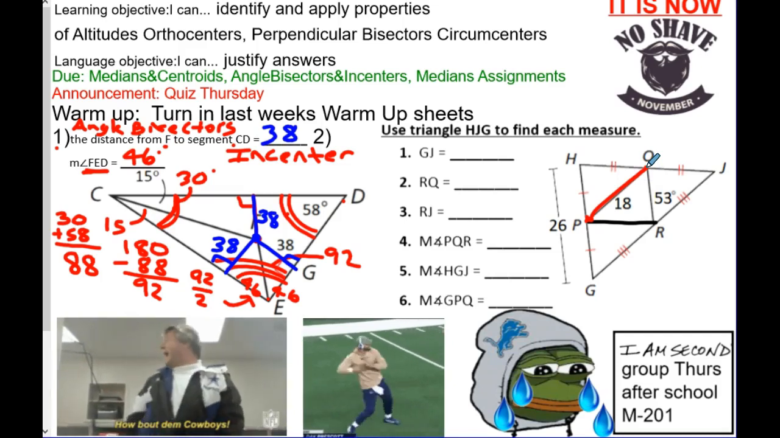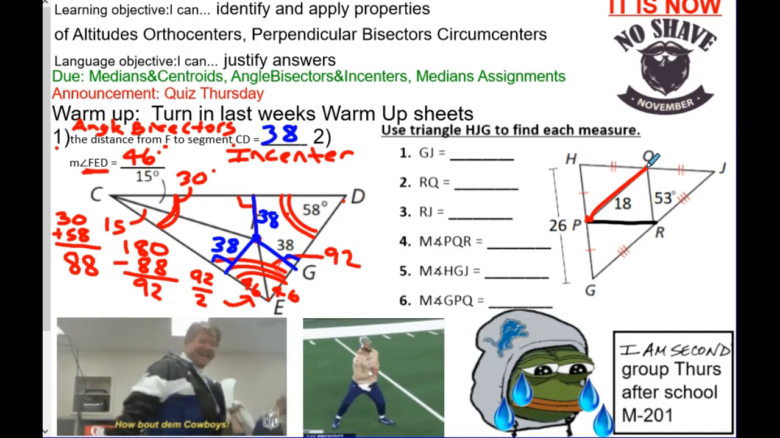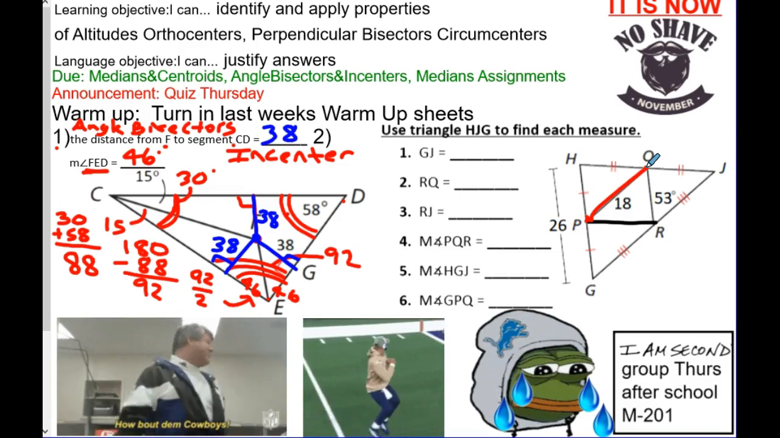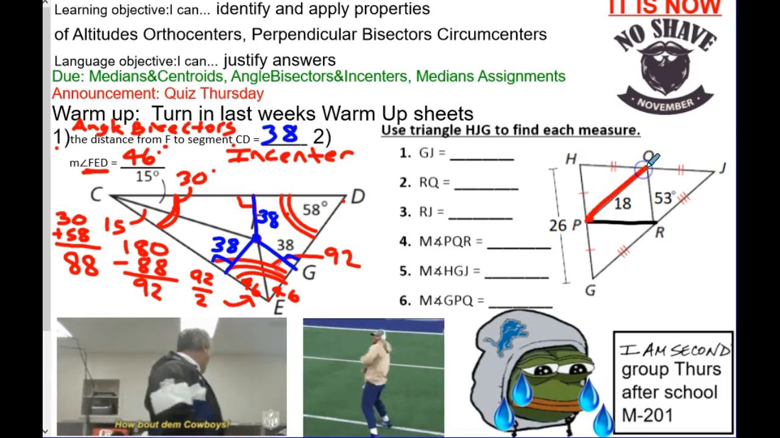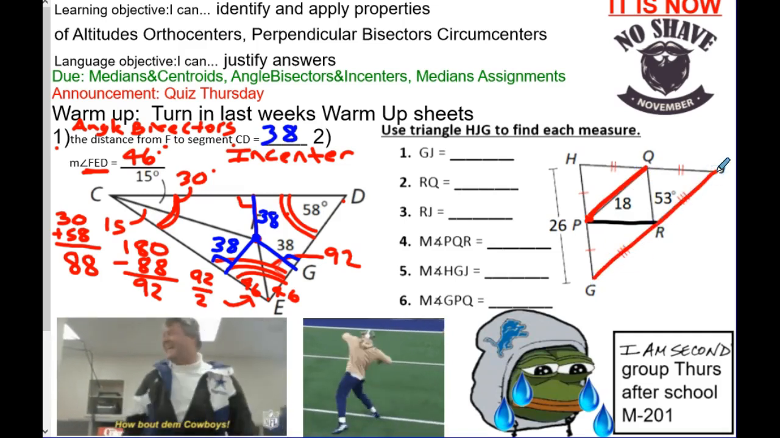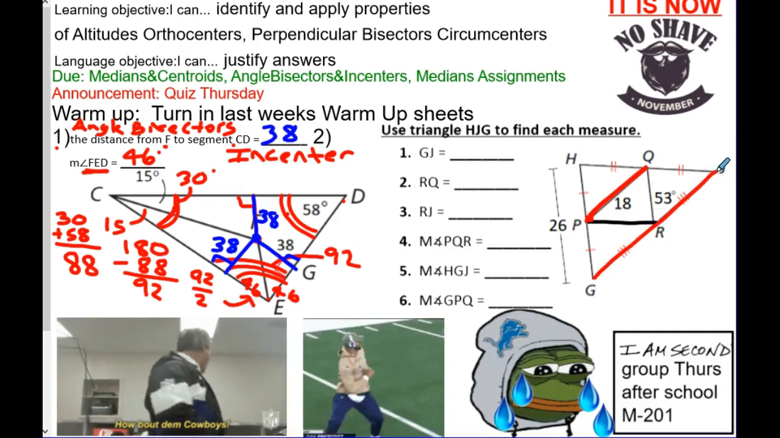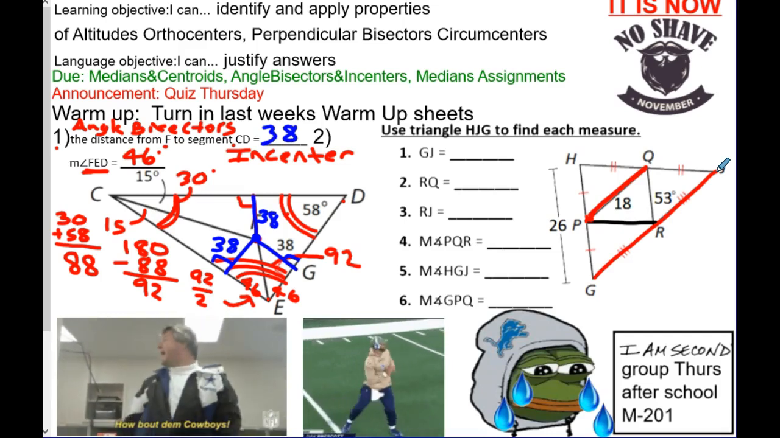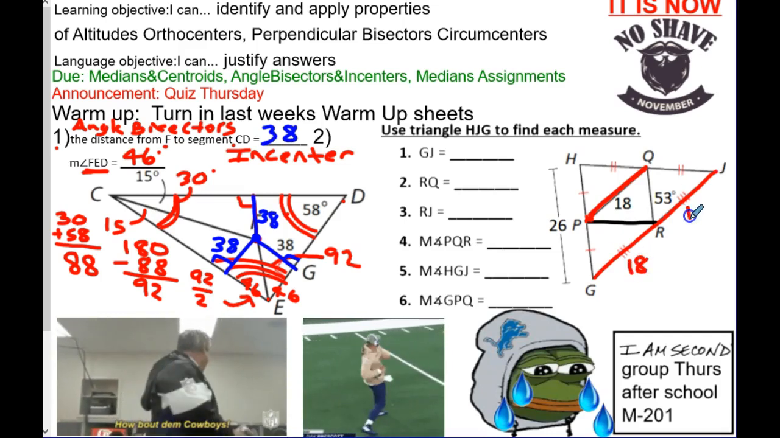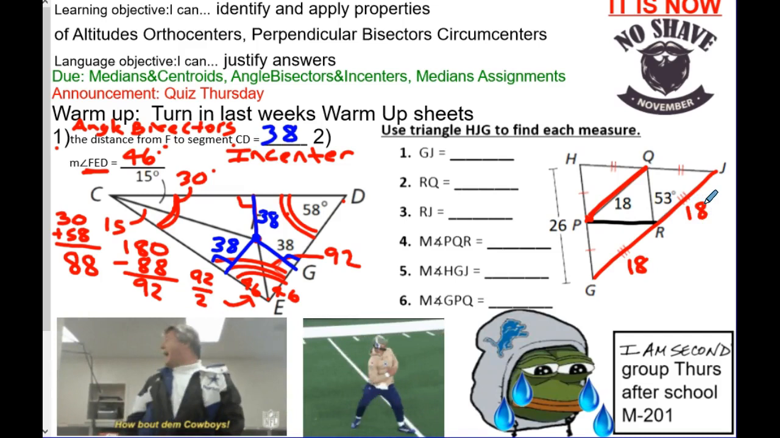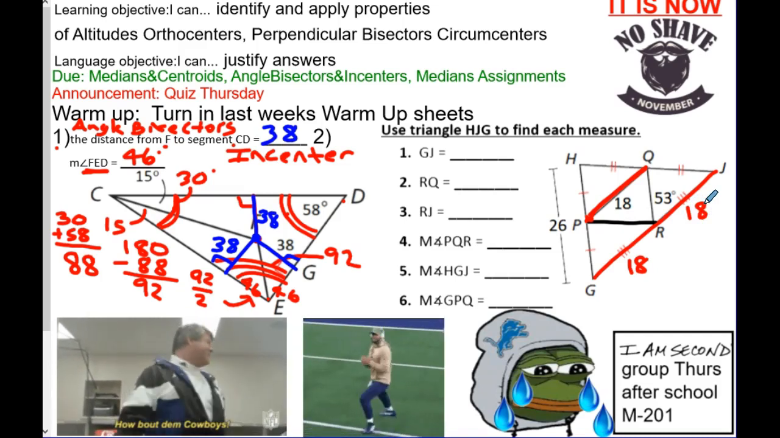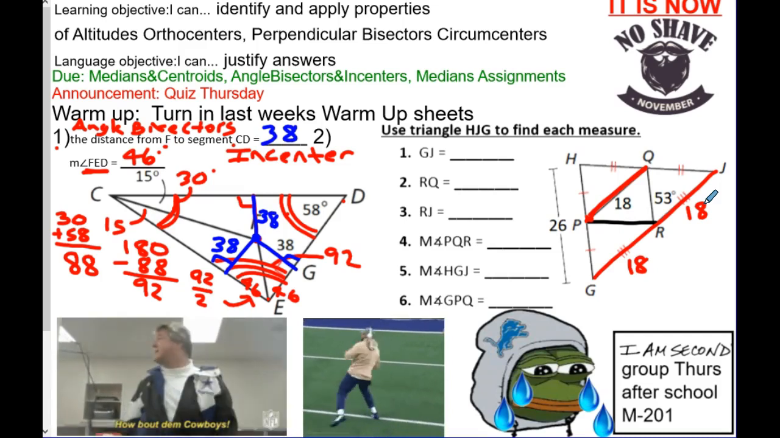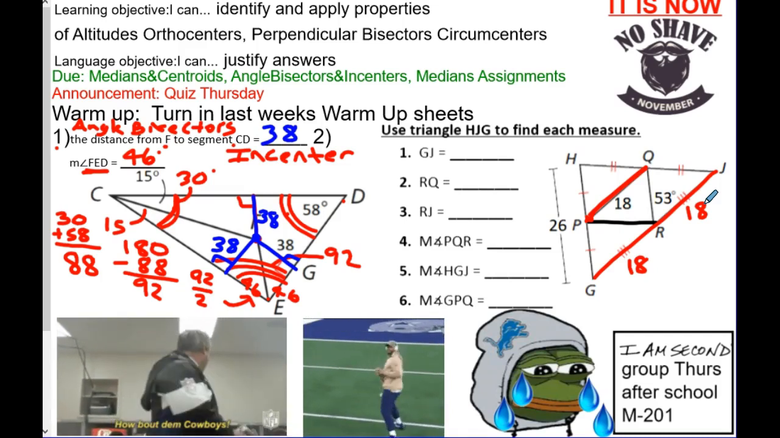Mid-segment. A segment between two midpoints is a mid-segment. Okay, so what do I know about the relationship between the mid-segment and the parallel side? Perfect. It's half, right? So if that's 18, then these two other halves are also 18. And then they add up to what? Not 180. 18 plus 18. Okay, 36.